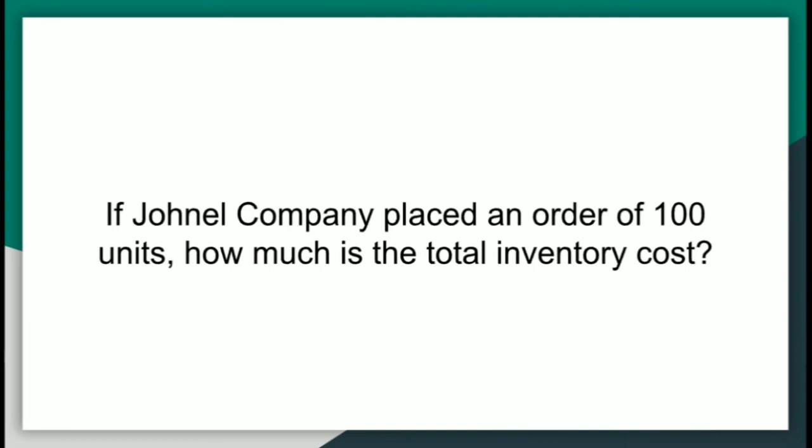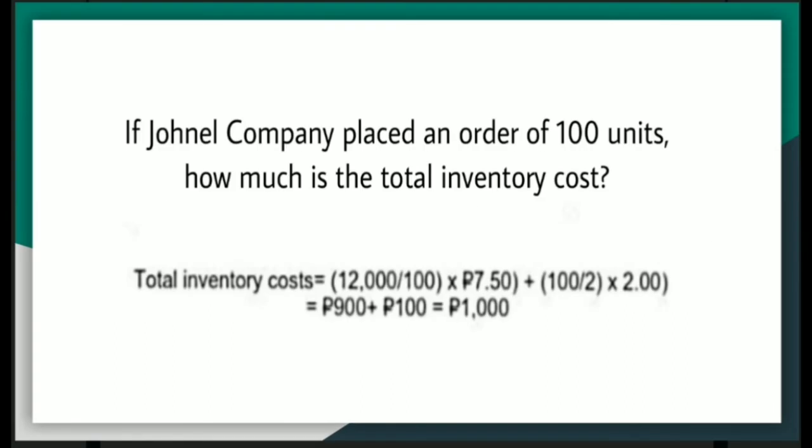Okay, another example. If Janelle Company placed an order of 100 units, how much is the total inventory cost? Our formula is given here, our solution is given here. We just have to substitute the EOQ. Earlier we had 800 because EOQ was given as 800 units. In this problem, our EOQ is 100 units. So we have to substitute the value in this formula.